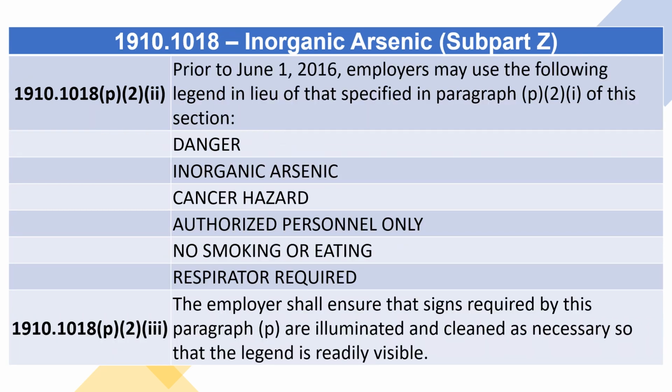1910.1018 P.2.2. Prior to June 1, 2016, employers may use the following legend in lieu of that specified in paragraph P.2.I of this section: Danger. Inorganic arsenic. Cancer hazard. Authorized personnel only. No smoking or eating. Respirator required. 1910.1018 P.2.3. The employer shall ensure that signs required by this paragraph, P, are illuminated and cleaned as necessary so that the legend is readily visible.